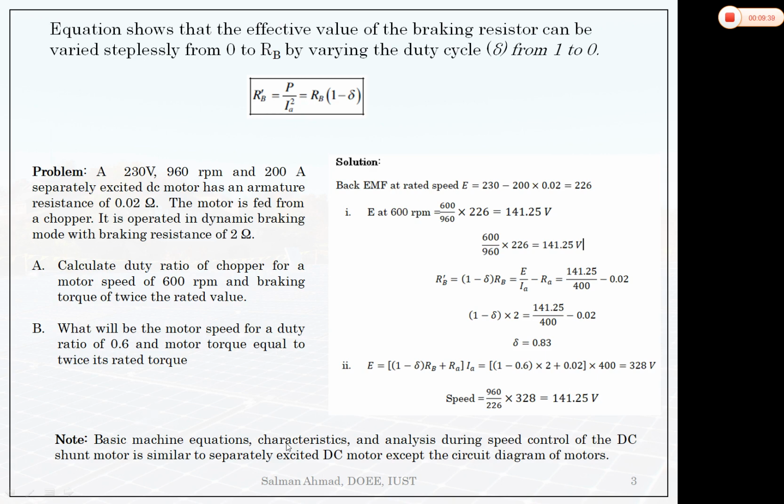The basic machine equations, characteristics and analysis during speed control of DC shunt motor are similar to the separately excited DC motor, except for the circuit diagram of the motor. Whatever discussion we have made for the separately excited motor will also be valid for DC shunt motors.